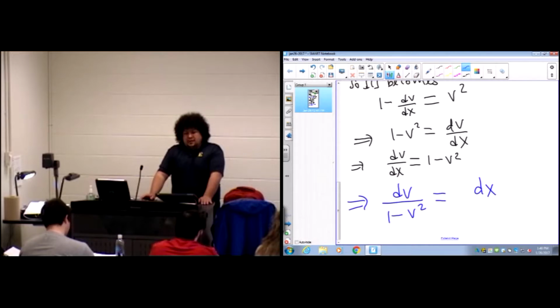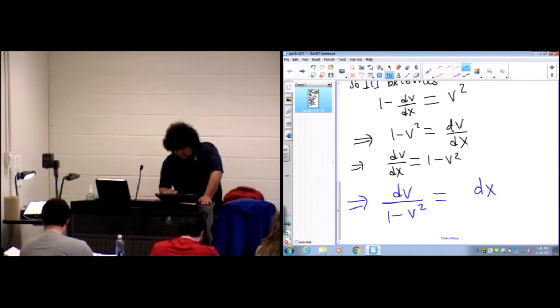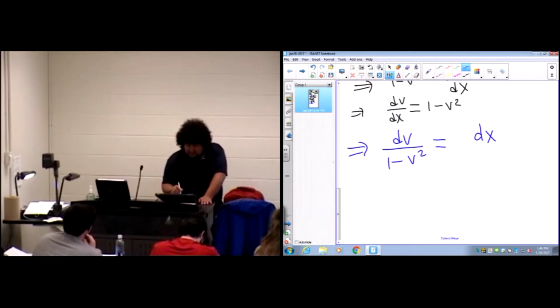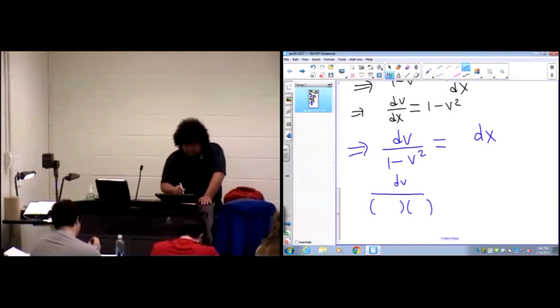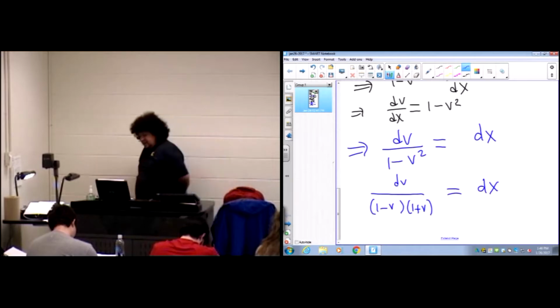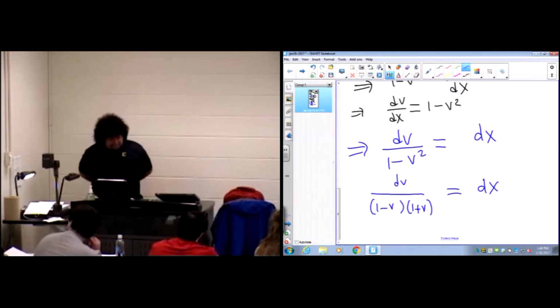Now, let me rewrite this left-hand side. That is actually a difference of squares. So you could write that as 1 over the quantity 1 minus v multiplied by the quantity 1 plus v in the denominator, and the right-hand side is still looking like dx. Now, does this look familiar?